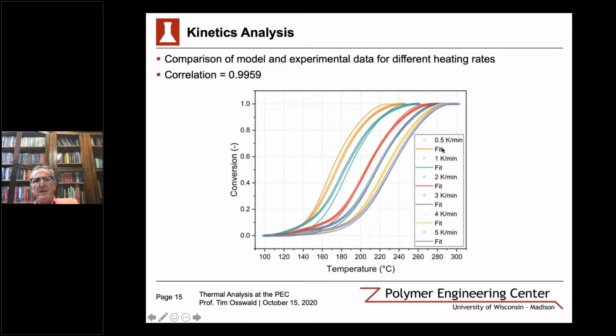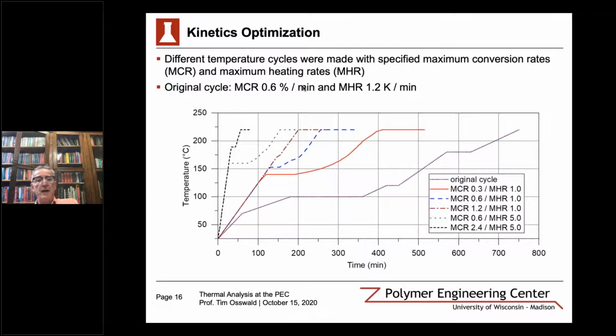The lower rates, of course, are a little bit harder to capture, but this is really good actually. I mean, that's where the largest error comes into the picture. The beginning of the reaction is a little bit harder to capture, but this is a very nice fit. You can see the correlation here is 0.9959. And so we use this fit now to model the actual process.